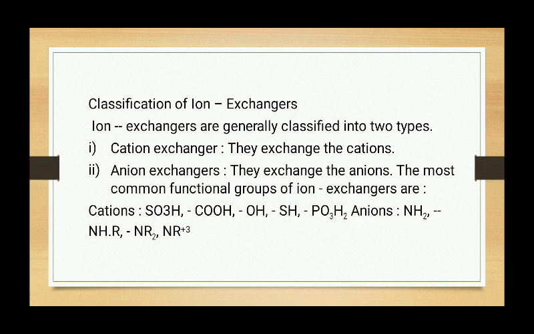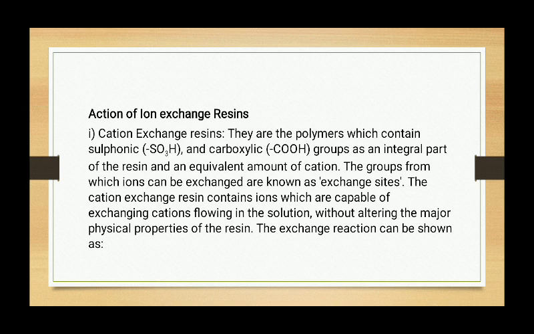Ion exchange resins are of two types: cation exchanger and anion exchanger. Cation exchangers exchange the cation and anion exchangers exchange the anion. The common functional groups of cation exchangers are SO3H, COOH, OH, SH, and of anion exchangers are NH2, NHR, NR2, NR3. Action of ion exchange resins.